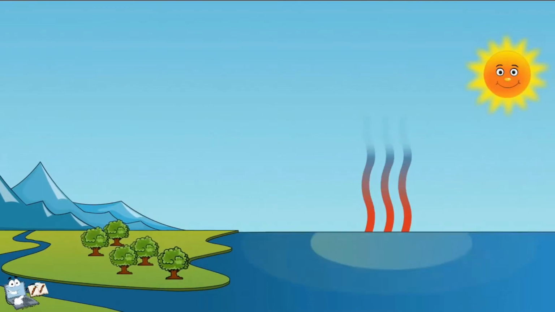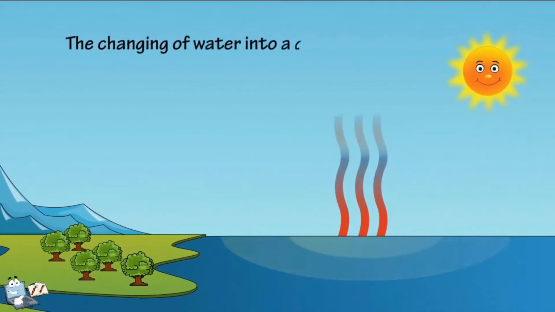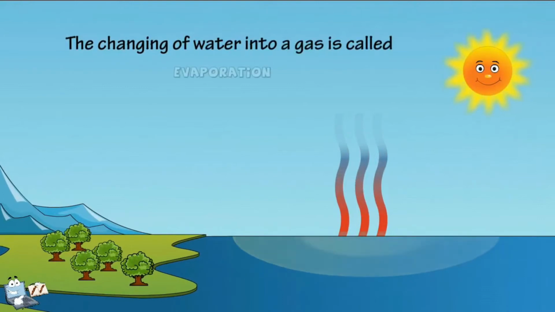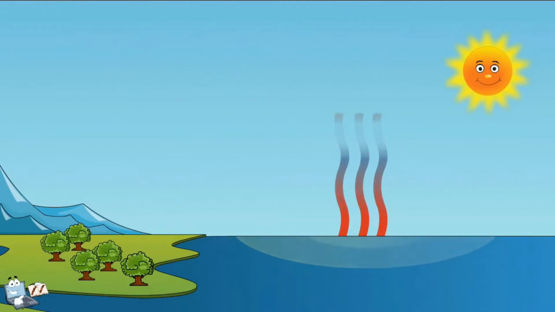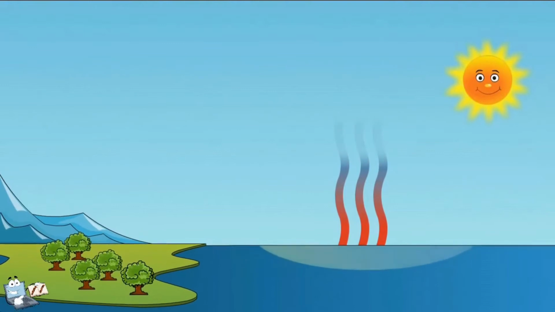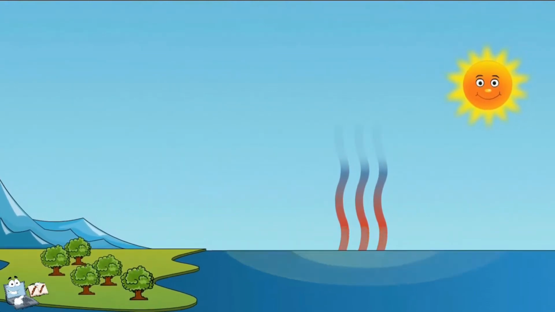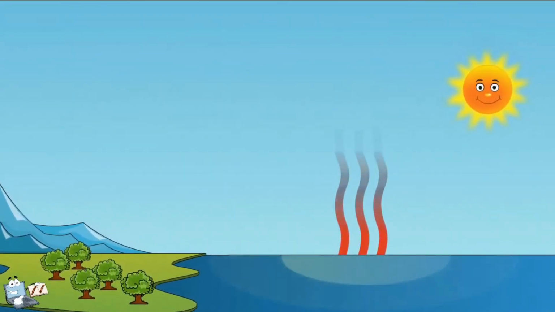Let's talk about evaporation. Evaporation is when a liquid changes into gas. In the water cycle, liquid water in the ocean, lakes, or rivers evaporates. When it evaporates, it becomes water vapor, and water vapor is an invisible gas. Evaporation is driven by the sun.